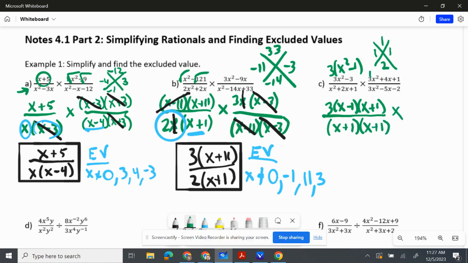Our next one, we're going to multiply the 3 and the 1, and that gives us a 3 on top and a 4 on the bottom. So that would be 3 and 1. But since our leading coefficient is 3, we divide each of them by 3, and that gives us x plus 1 and 3x plus 1.